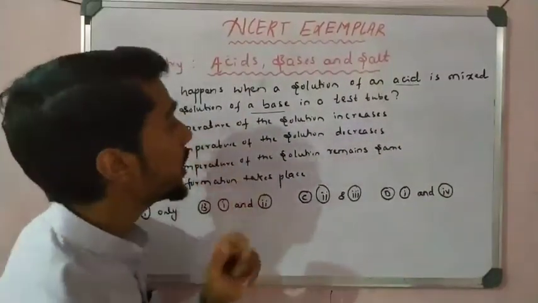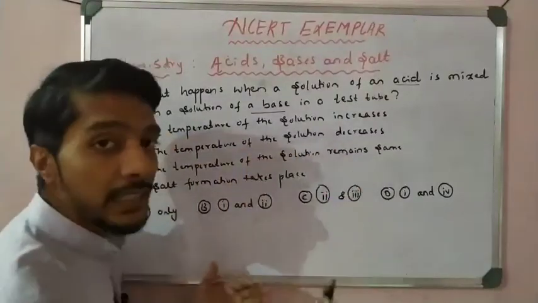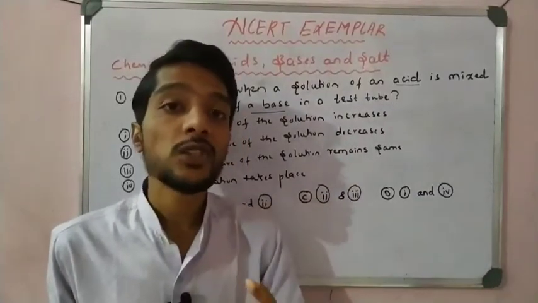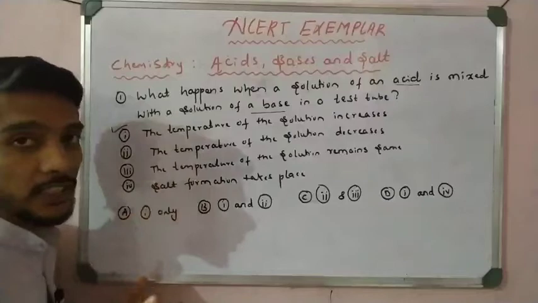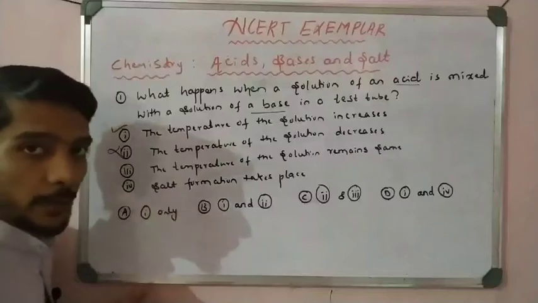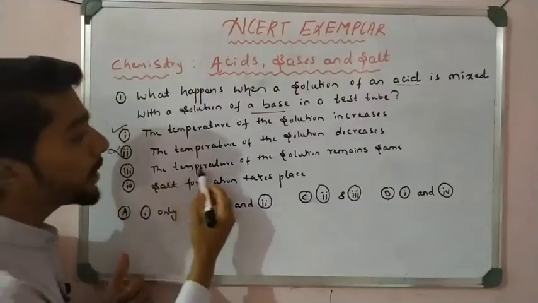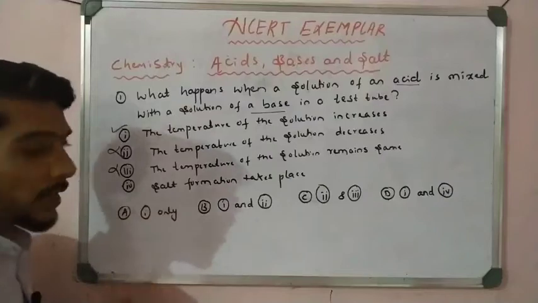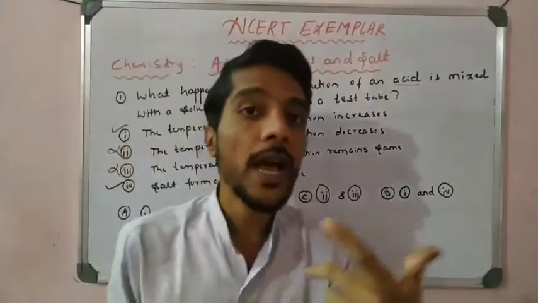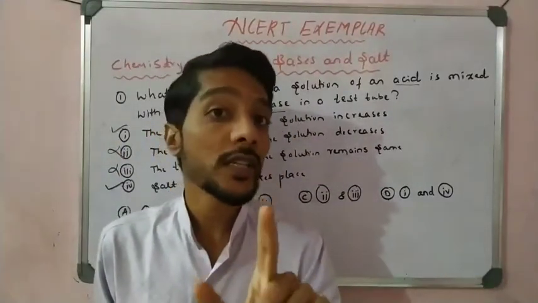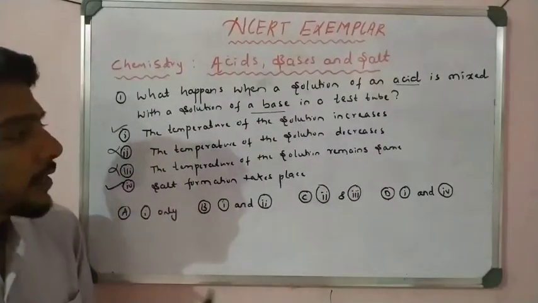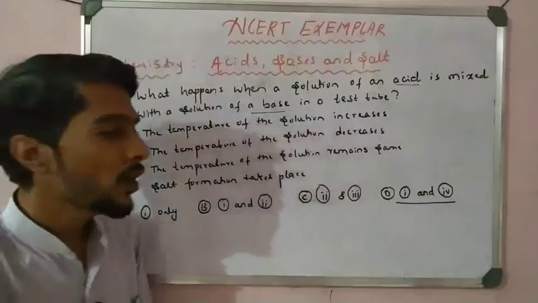The first statement is the temperature of the solution increases. That is a correct statement, because acid and base mixing is an exothermic reaction. But the second statement, the temperature decreases, is not correct. The third statement, the temperature remains the same, is also not correct. And the fourth one, salt formation takes place, is right. The reaction between acid and base gives salt and water, called a neutralization reaction. So statements 1 and 4 are correct. So option D is correct.